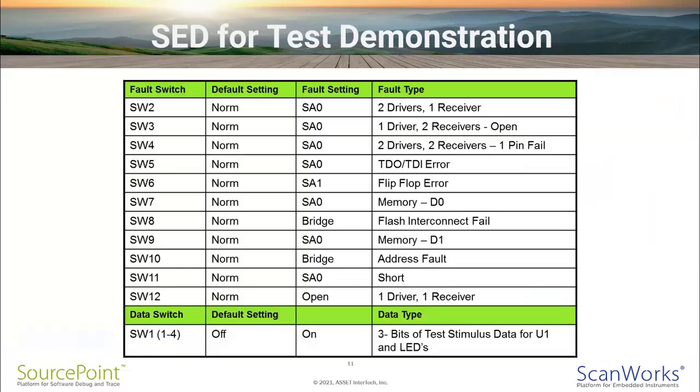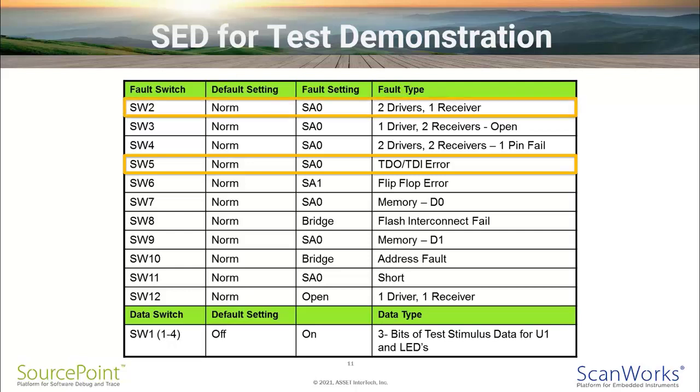During the demonstration, you'll see that I'll be flipping a number of switches. The first switch I'll flip is switch number 5, which creates a TDO, TDI shift fault. That will break our scan chain on the board. There's a second switch, switch 2, that I'll flip, which will create an IO short. And then with switch 10, I'll create a bridging fault on one of the address lines going to the memory device on our board. I'll run 3 test actions during the demonstration, and you can see how SED for test can analyze the faults that we detect, and we'll send those results back to the ScanWorks station for further analysis.